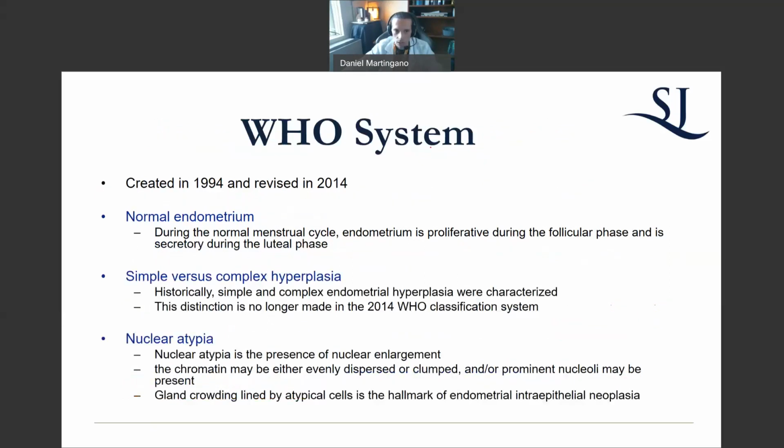So the World Health Organization system, which is the most widely used, is you have your normal endometrium, which, if you have an endometrial biopsy, say, it'll tell you either if you have a proliferative endometrium in the beginning phase or a secretory one in the later phase of the menstrual cycle, as I mentioned. That's how the pathology will be described. It'll say secretory endometrium, okay? You're good. That's normal. You could have simple or complex hyperplasia, okay, and that's just based upon the degree of how hyperplastic it is.